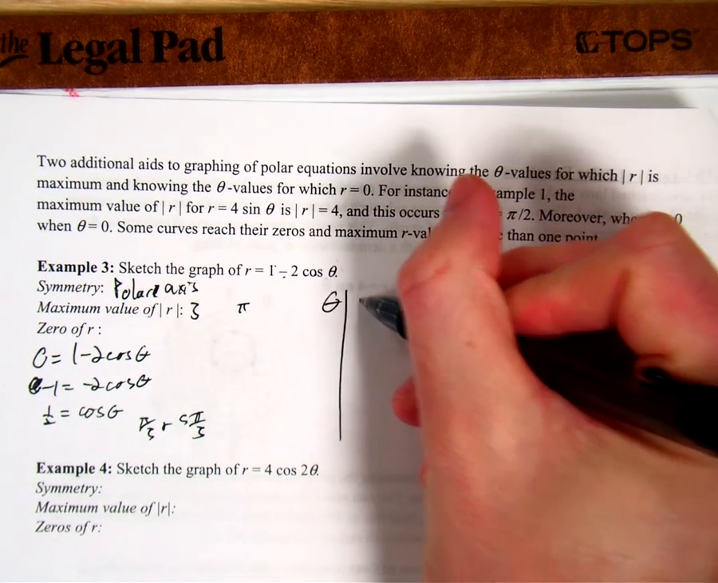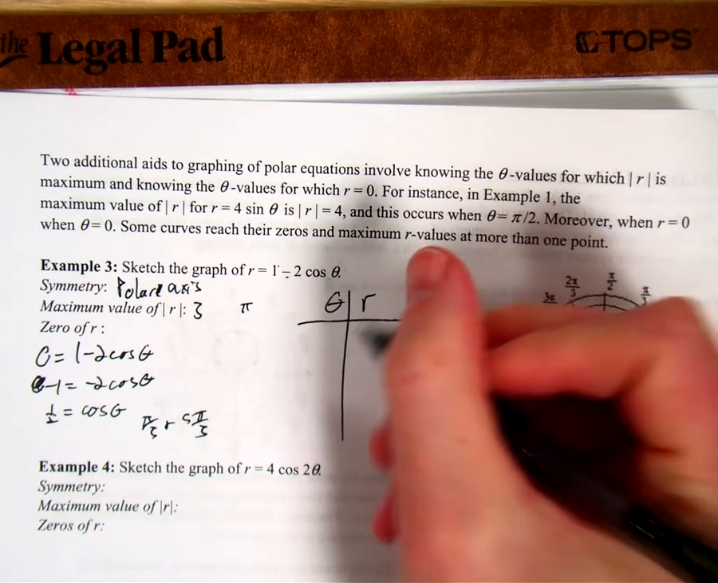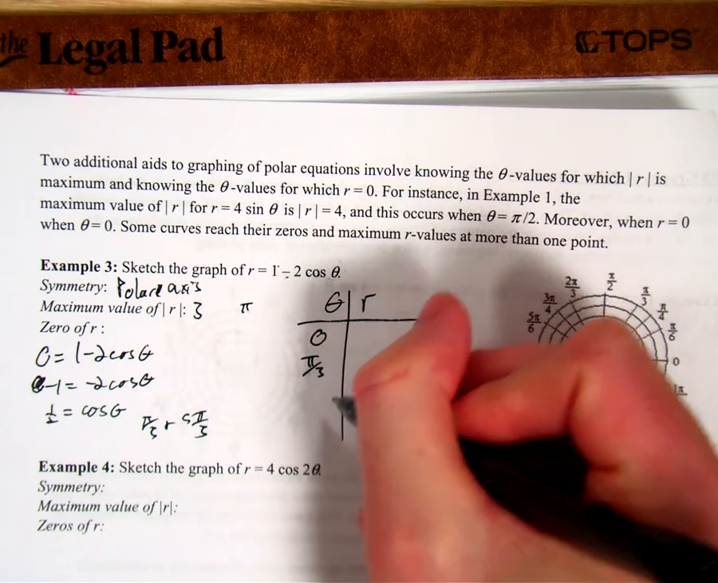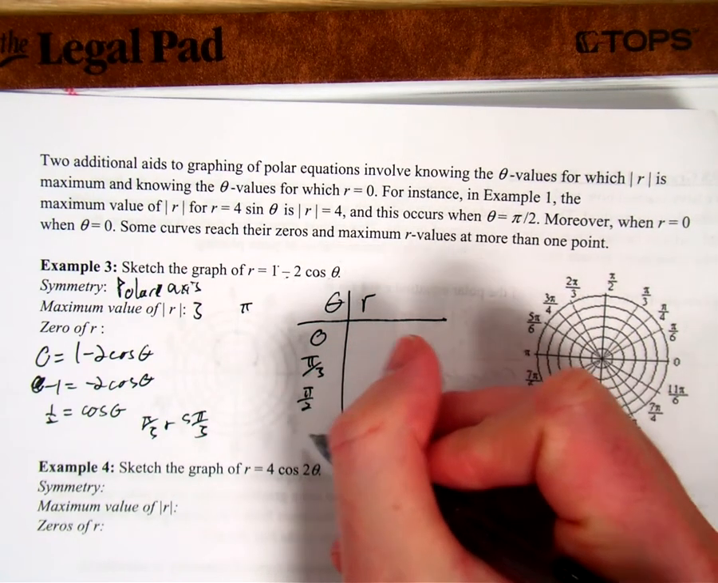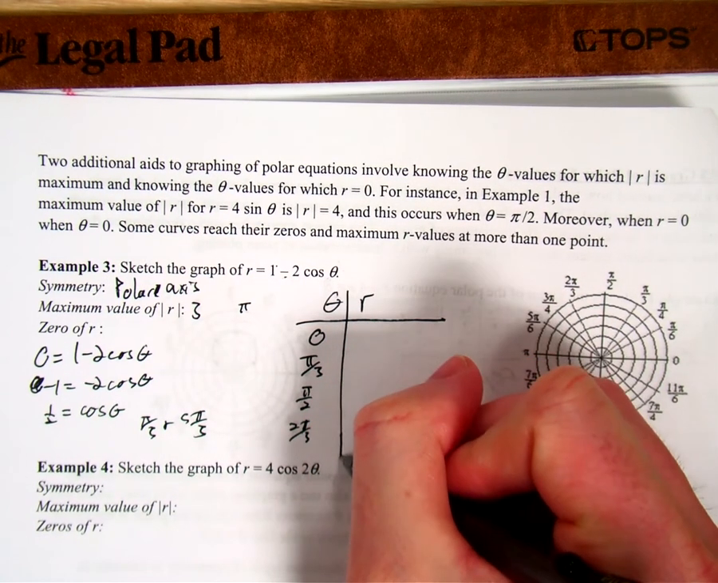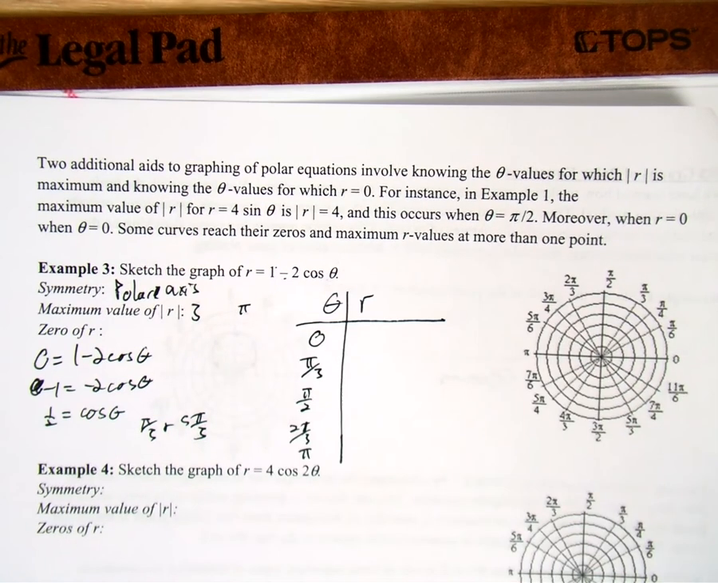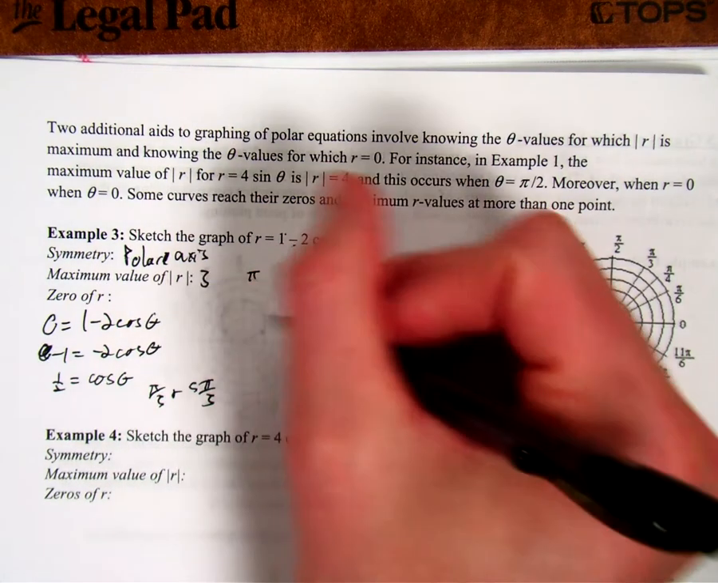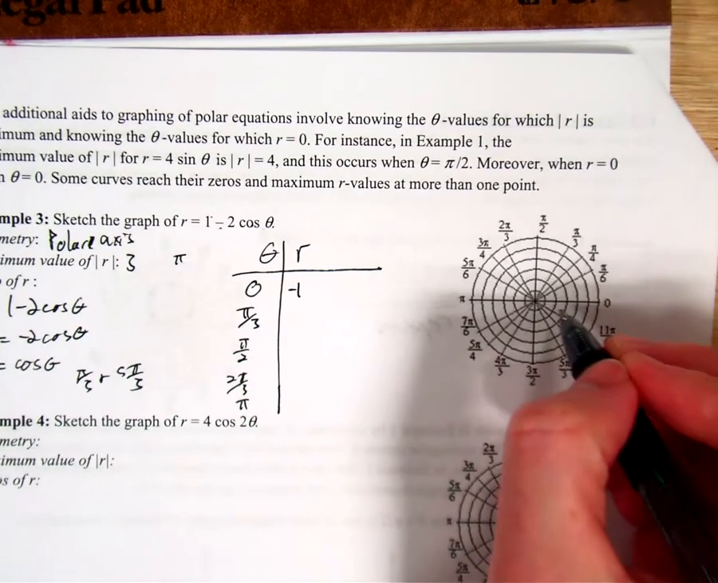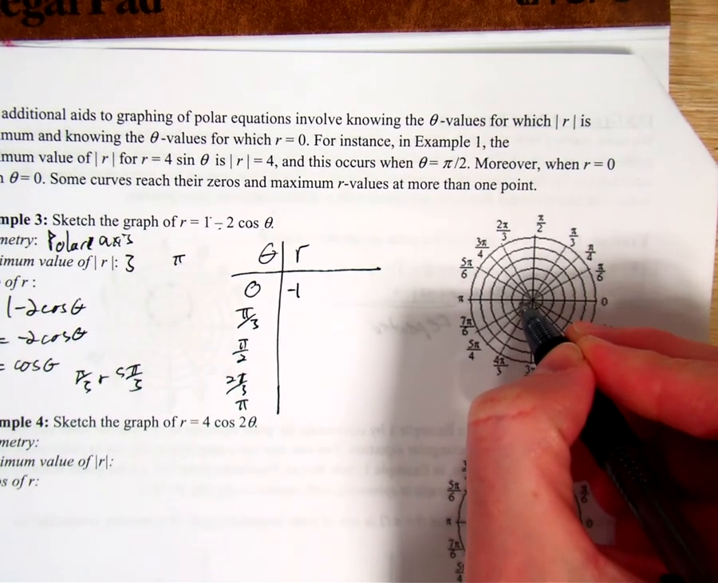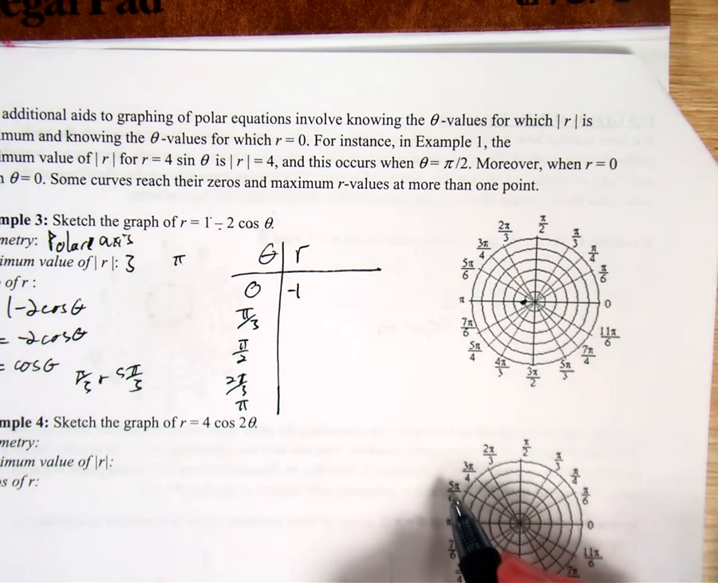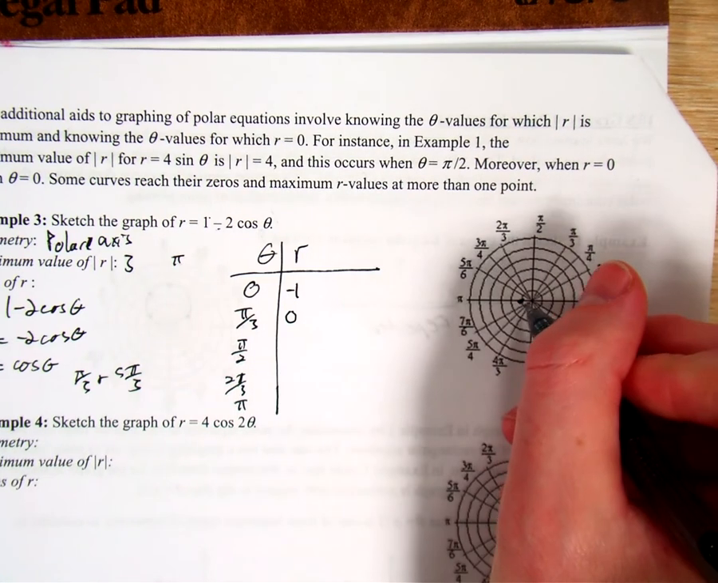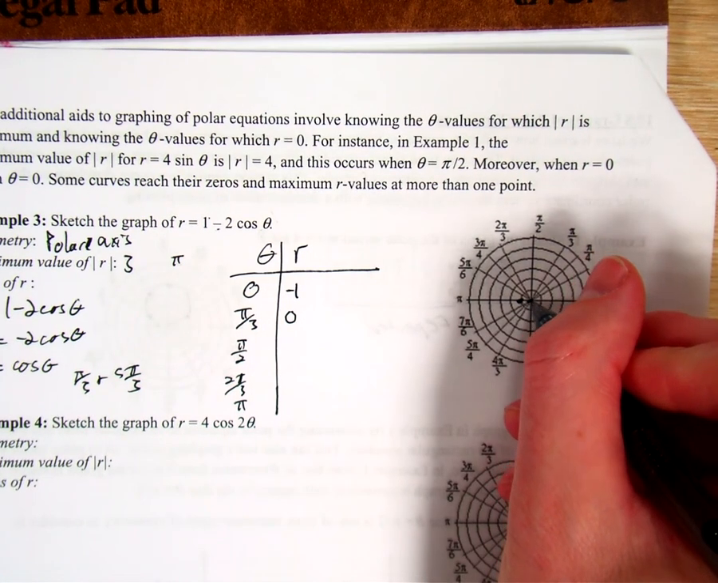We can make a little bit of a table with some key points here. You don't necessarily have to use all of them. And pi. Okay, so at 0, we will have negative 1. So at 0, you're like, oh, going this way. Oh, nope, negative 1 is going to be this way. Pi over 3, we should be getting 0, so it's going to loop in like that.